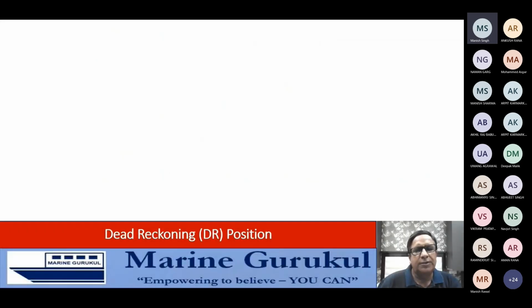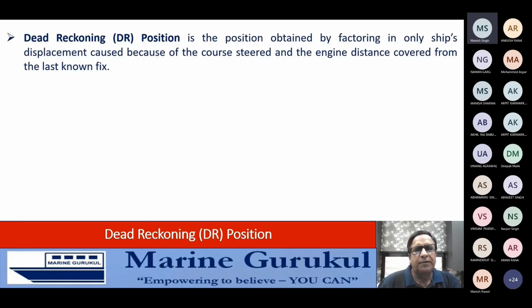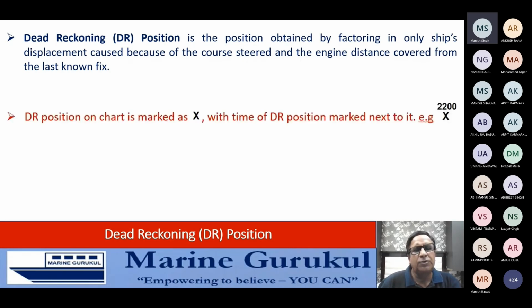The next one is DR position or the dead reckoning position, which is obtained by factoring in only the ship's displacement caused because of the course she steered and the engine distance that she has covered from a last known fix. So to mark the DR of the vessel, we must know the last known fix. We must know the course or courses steered during that interval since the last known fix and the engine distance that has been covered. DR position on the chart is represented by a cross.